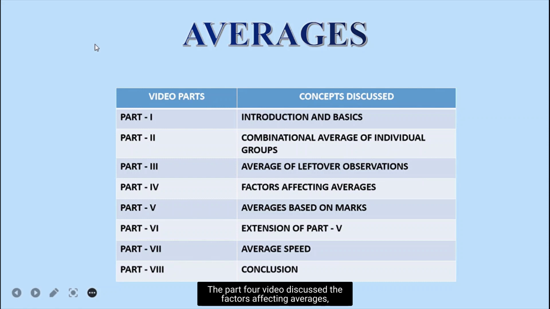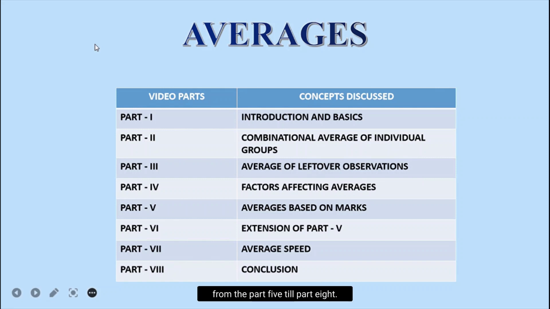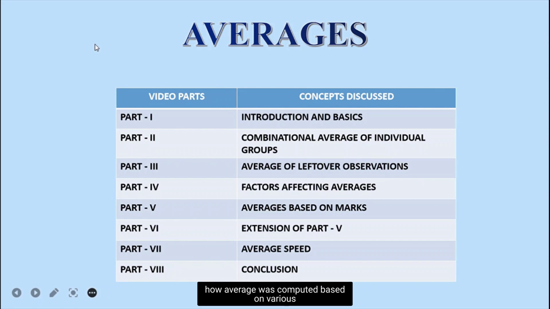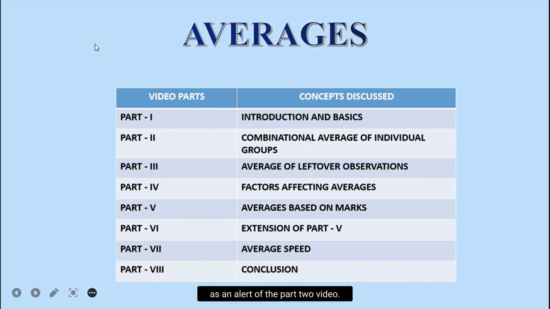The part 4 video discussed the factors affecting averages, that is, how the overall average got impacted based on the inclusion, exclusion, or the replacement of observations. From the part 5 till part 8, we discussed the various applications of the fundamentals of averages. In the part 5 video, we saw how average was computed based on various scenarios related to student and marks. The part 6 video is an extension of the part 5 video, and it can also be considered as an alter of the part 2 video.